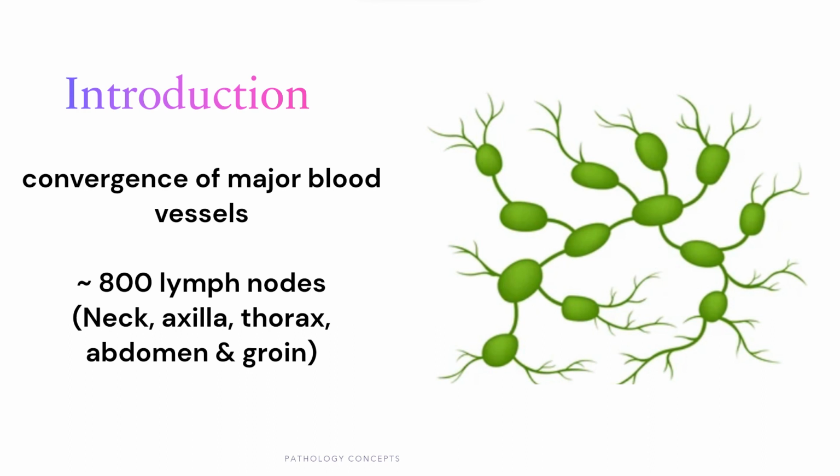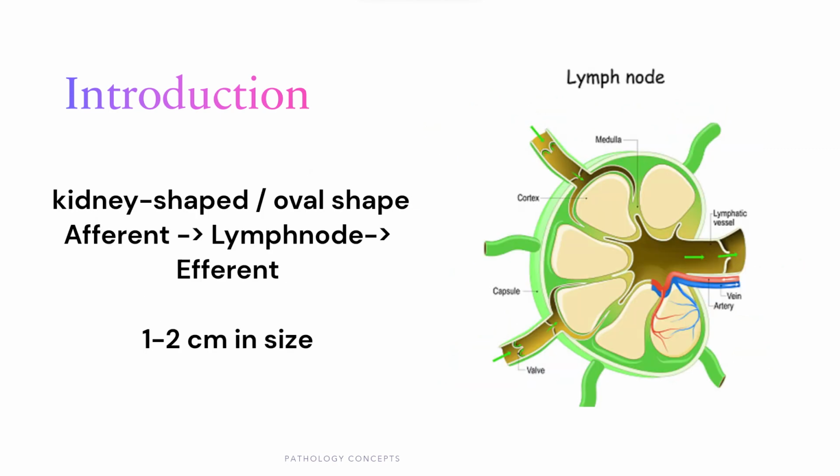Lymph nodes are found at a convergence of major blood vessels, and in adults approximately 800 lymph nodes can be found. They are mainly situated around the neck, axilla, thorax, abdomen and groin region. The lymph nodes are kidney shaped. The function of a lymph node is mainly to receive lymph via multiple afferent vessels, filter this lymph, and then push it to efferent vessels.